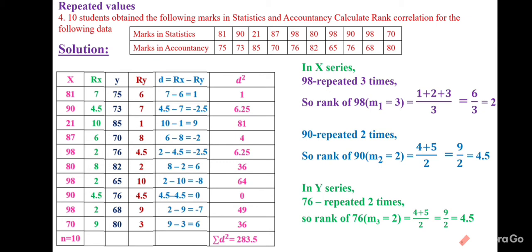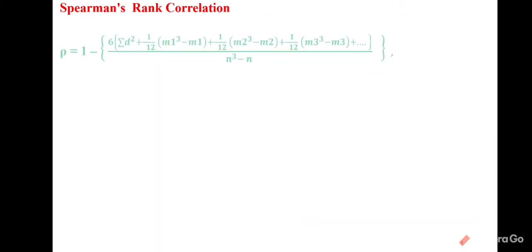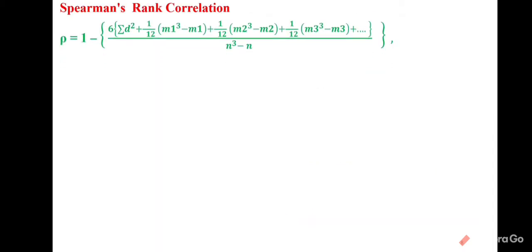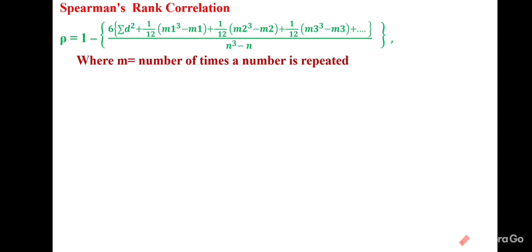Now, as usual, we can take the formula. Only the difference is that we need to add some terms when a repeated value comes. Look at that. Here 3 numbers are repeated. So the formula has m1 cubed minus m1, plus 1 by 12 m2 cubed minus m2, plus 1 by 12 m3 cubed minus m3. For one number, only the first term; for 2 numbers, the second formula only. Like that, depending on how many numbers are repeated, the corresponding values will be substituted, where m equals the number of times a number is repeated.